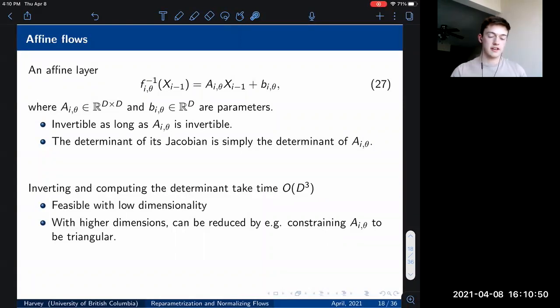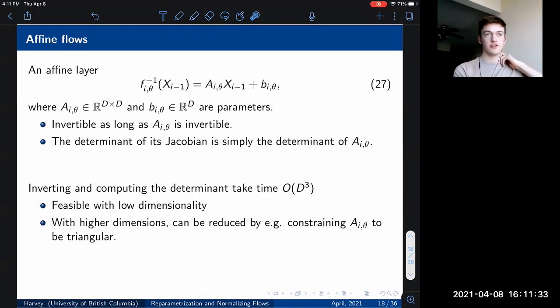Something else we have to bear in mind is that if x is high dimensional, then we're going to have fairly big weight matrices, and computing the inverse or the determinant takes time proportional to the cube of the number of dimensions in x. So this is fine if x is relatively low dimensional, but with higher dimensions this becomes a bit of a problem. People do tricks like constraining A to be triangular, and then it's more efficient to compute the inverse or the determinant. So those are affine flows.